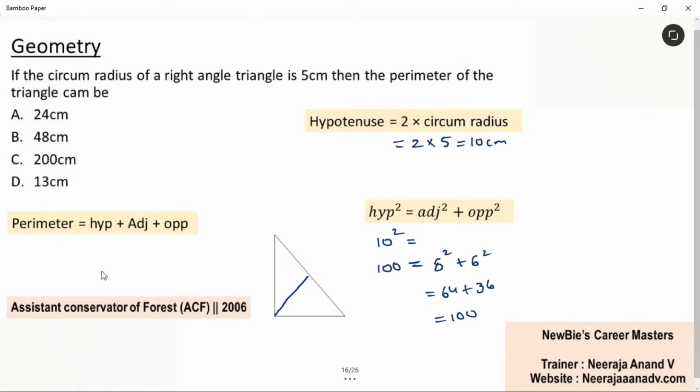Very simple. See, we got the hypotenuse 10. Newbies, don't worry about which is the adjacent value and which is the opposite value. We have 8 and 6, just add them. To get the perimeter, we have to add all these sides. What is the value? 24. This simple, you can answer it. I hope you have understood the question. Hypotenuse is equal to twice the circumradius. After getting the hypotenuse, just think of the two values whose squares give you 100. 8 and 6. 10, 8 and 6, you get the perimeter.